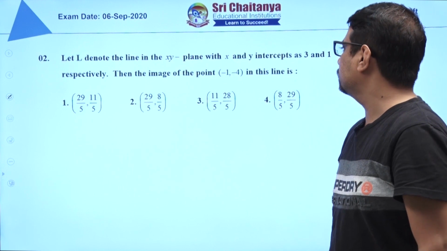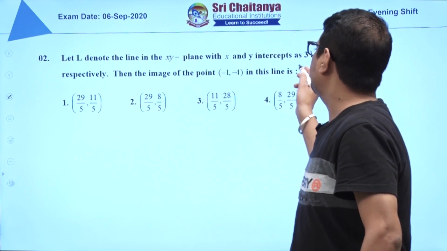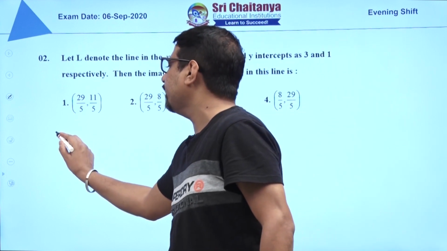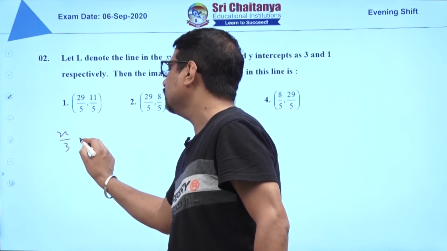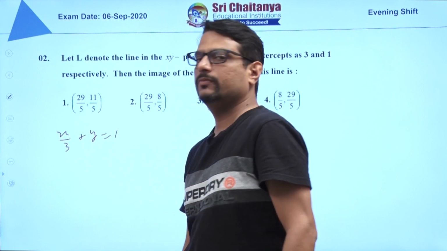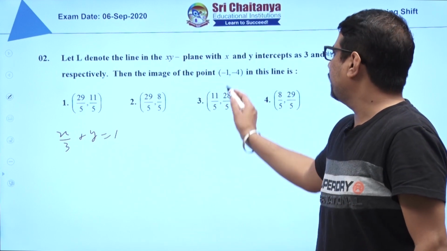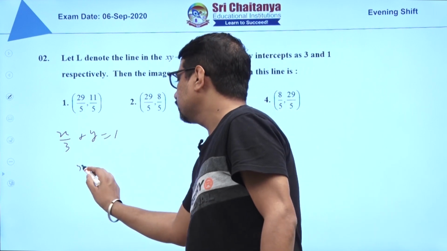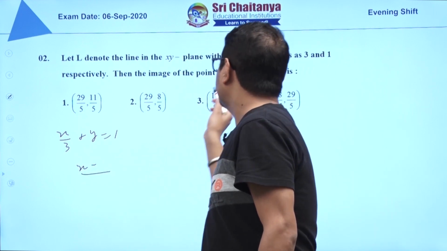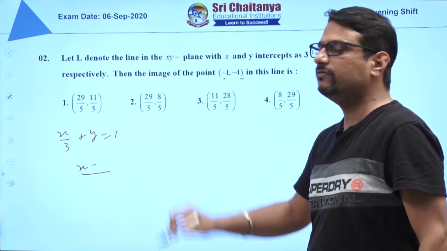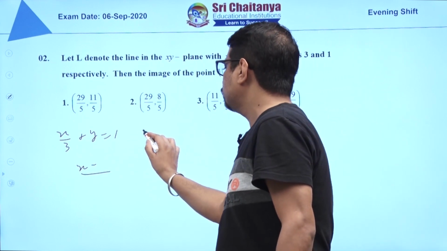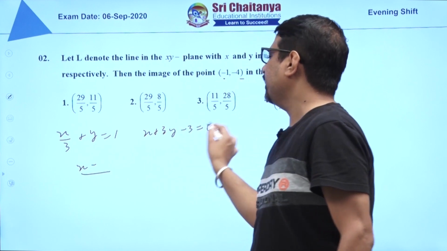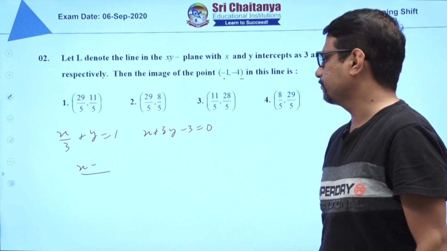So the second question says, a line is given in the xy plane with x and y intercepts are given. So if x and y intercepts are given, it is easier to write intercept form, which will be x by 3 plus y by 1 equals to 1. The image of the point minus 1 comma minus 4 we have to find. There is a formula which is x minus x1 by a. x1 and y1 are these points, and a, b, c will come from coefficients of this, and this will be x plus 3y minus 3 equals to 0, where a, b and c will be 1, 3 and minus 3.